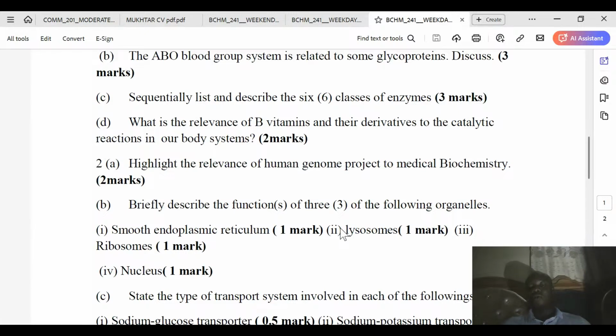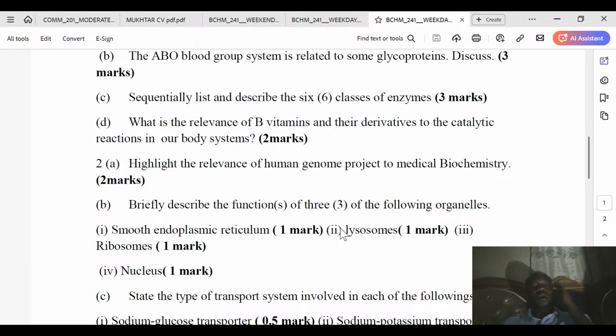The Human Genome Project started in 1990 and ended in 2003. So it took scientists 13 years to sequence the whole human genome. When we said the human genome is DNA, yes, 1990 to 2003, not 2013, 2003.